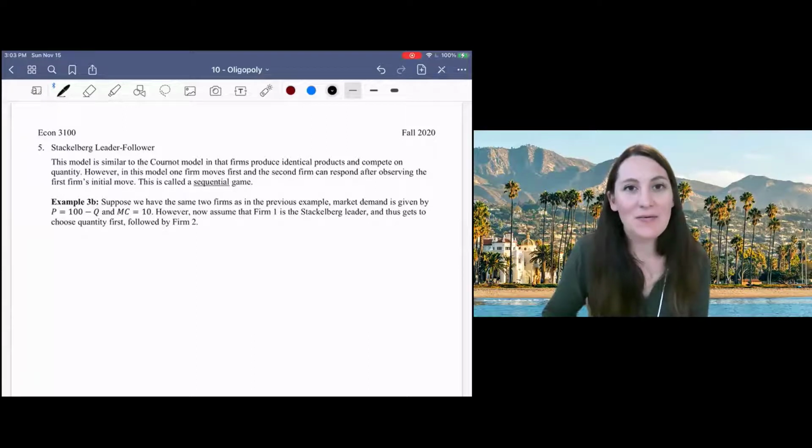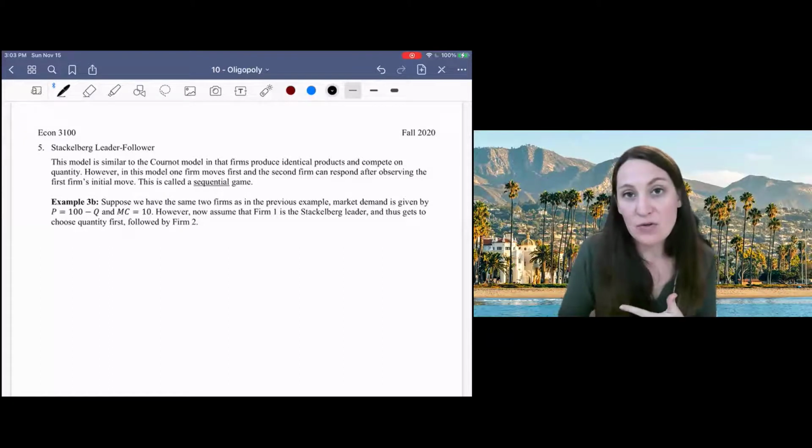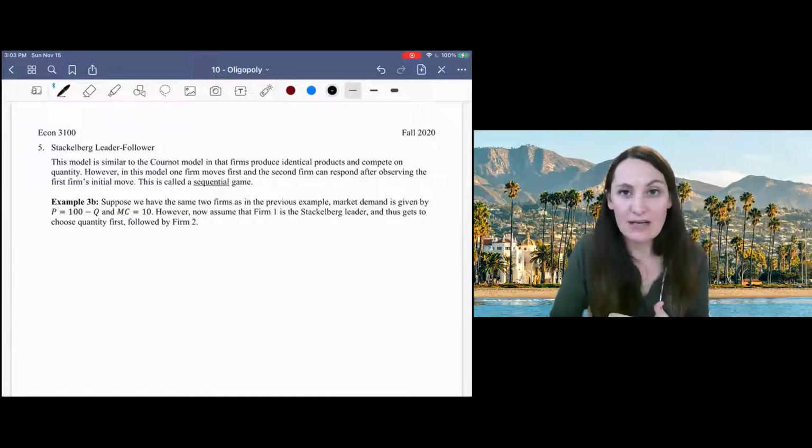So the last model that we're going to talk about in this section is the Stackelberg leader-follower model. This really builds on Cournot to think about what if we have a more sequential game. A sequential game is where one person moves first and then someone else moves second. Up until this point, we've been assuming that everyone makes their decisions simultaneously, but a big portion of game theory and obviously situations in the world have this type of sequential timeline.